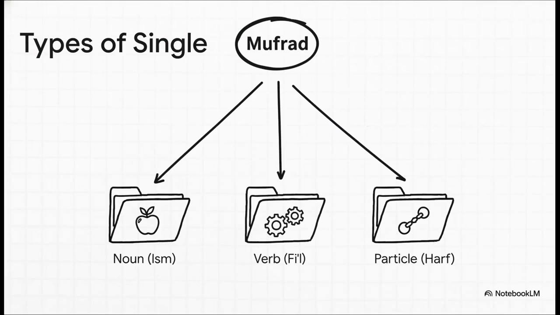If we follow that mufrad, that single word branch of our tree, we find that it splits into exactly 3 buckets. And literally only 3. Every single meaningful standalone word in Arabic is either an ism, which is a noun, a fi'l, which is a verb, or a harf, which is a particle. That's it. Whether you're reading a simple street sign or studying complex ancient historical texts, these 3 buckets contain every single standalone word you could possibly ever look up.